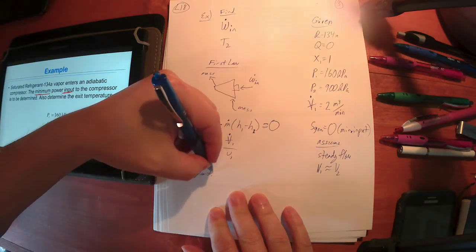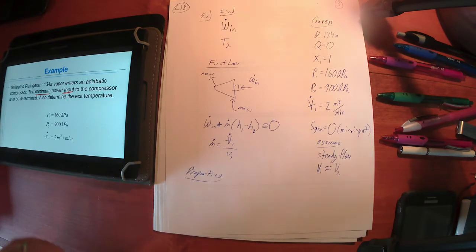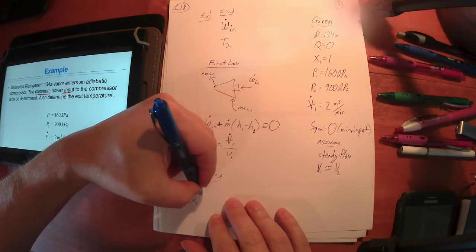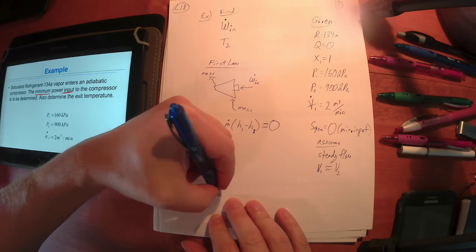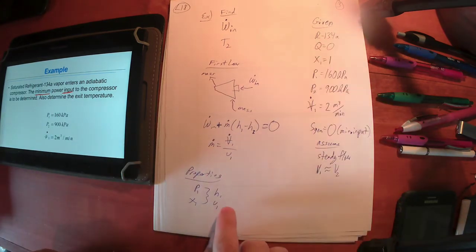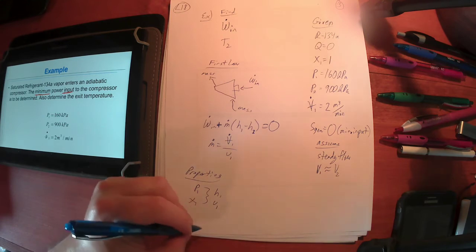Let's see if we can solve the first law right off. Properties. Given P1 and X1, I can use that to find properties in the property tables, because it's R134a, so we're going to use property tables, H1 and V1 found off these two properties. Okay? What about H2?